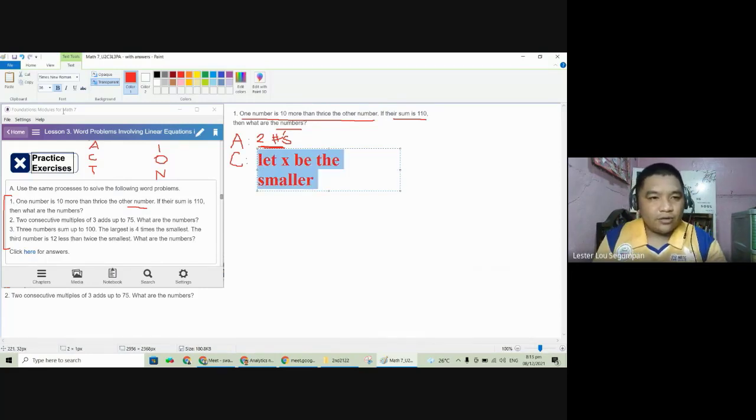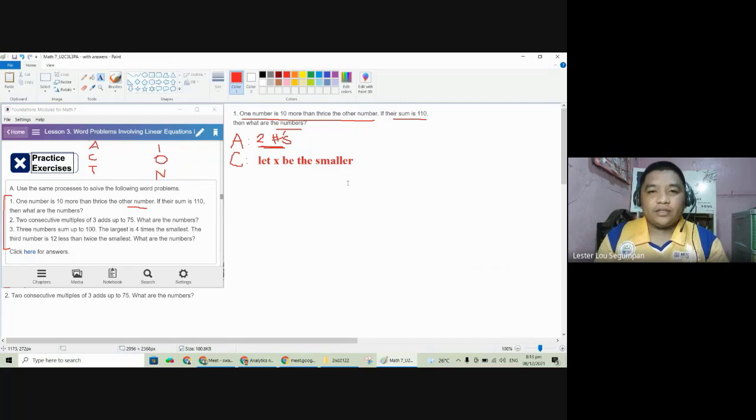Let me change the font size for this so that it would be clear. So we have here: let x be the smaller. Now that we are done with which is smaller than the other, let's look at the situation. One number is 10 more than thrice the other number. So this is the smaller number, and looking for the bigger number is this relationship: that bigger number is 10 more than thrice the smaller or the other number. By comprehending it, this is the smaller number and this is the larger number.